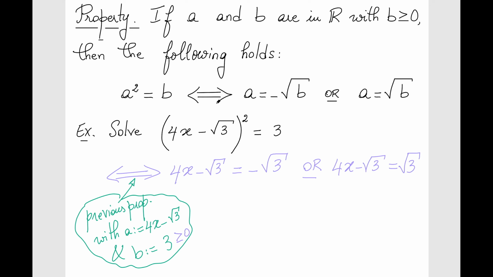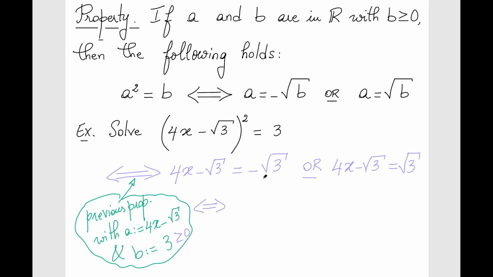All right, so transitioning from this side to this side amounts to writing a is equal to minus square root of b, and who's b? 3. Or the a, which is 4x minus square root of 3, is equal to square root of b, and who's b again? 3. So square root of 3. Now we want to solve for x, right? That's the same as saying 4x minus square root of 3 equals minus square root of 3.